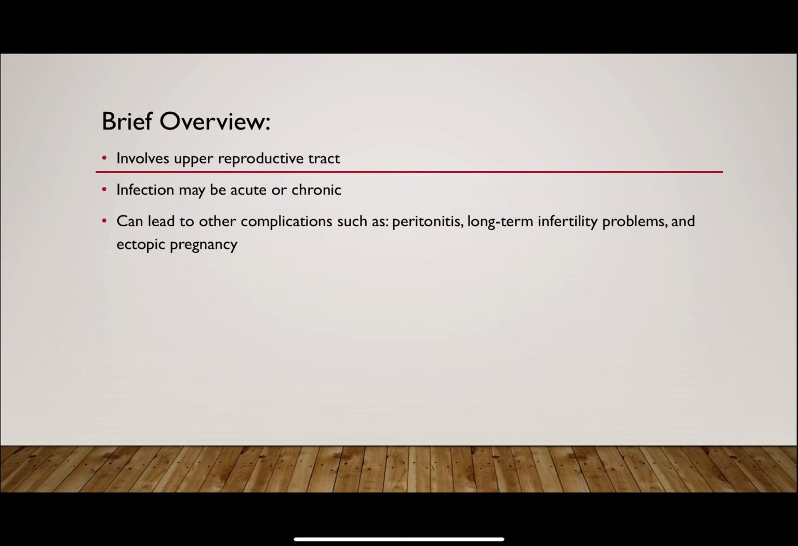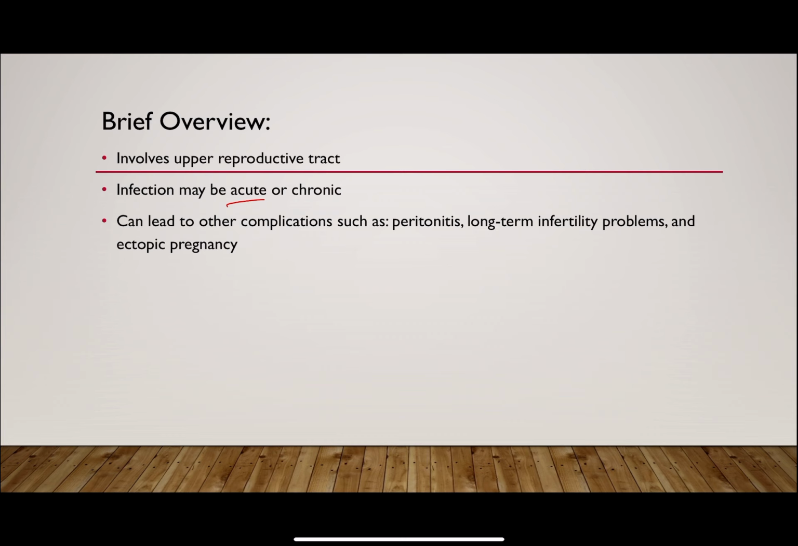So, just a brief overview. PID is an upper reproductive tract infection. This infection can be either acute or chronic, and it can lead to other complications, such as the infection spreading and causing infection of the peritoneum. This is known as peritonitis. There are also long-term problems of infertility, since it disrupts the proper function of the reproductive system, and the possibility of fertilized eggs growing outside the uterus, which can lead to further complications like organ damage or internal bleeding.